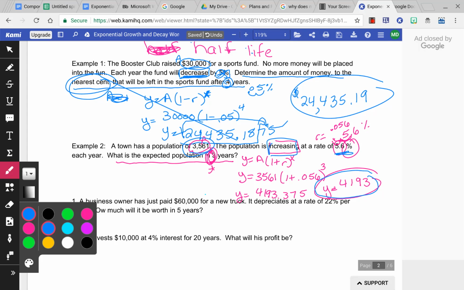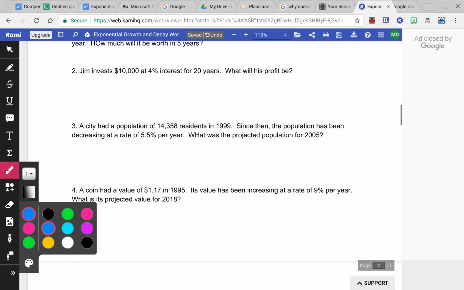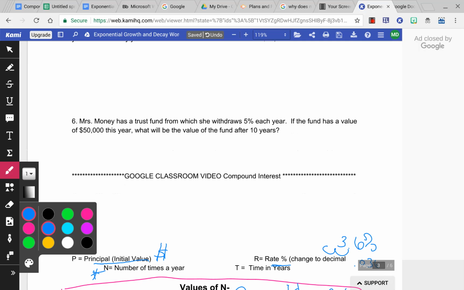Okay, so what you're going to do is try the rest of these. Once you work each one of these, making sure to show your work and use your calculator properly, then the next thing we're going to do is watch a video on compound interest.